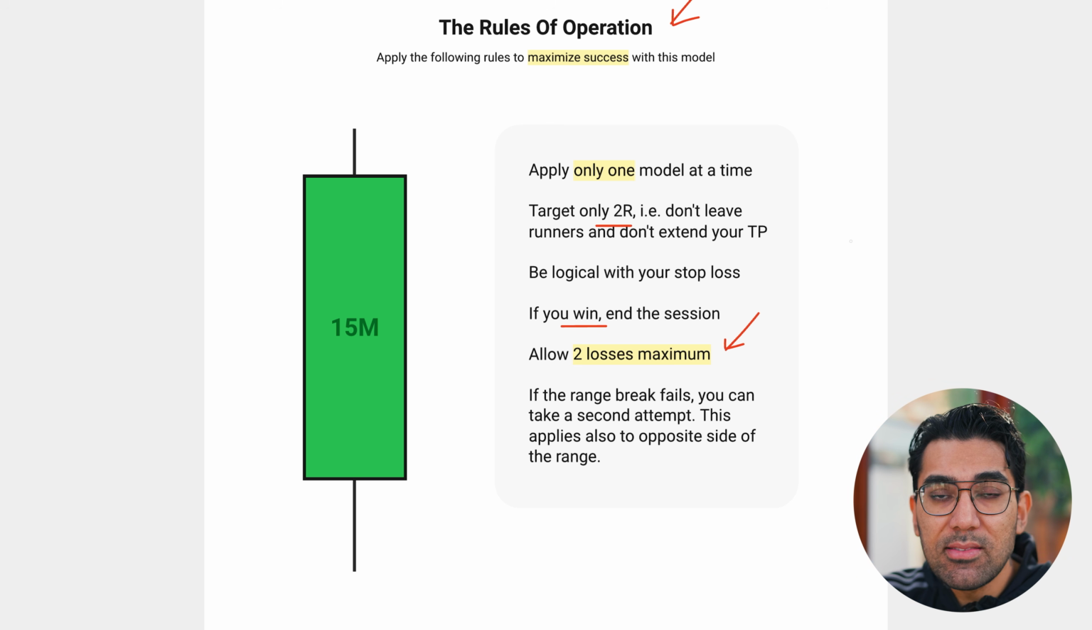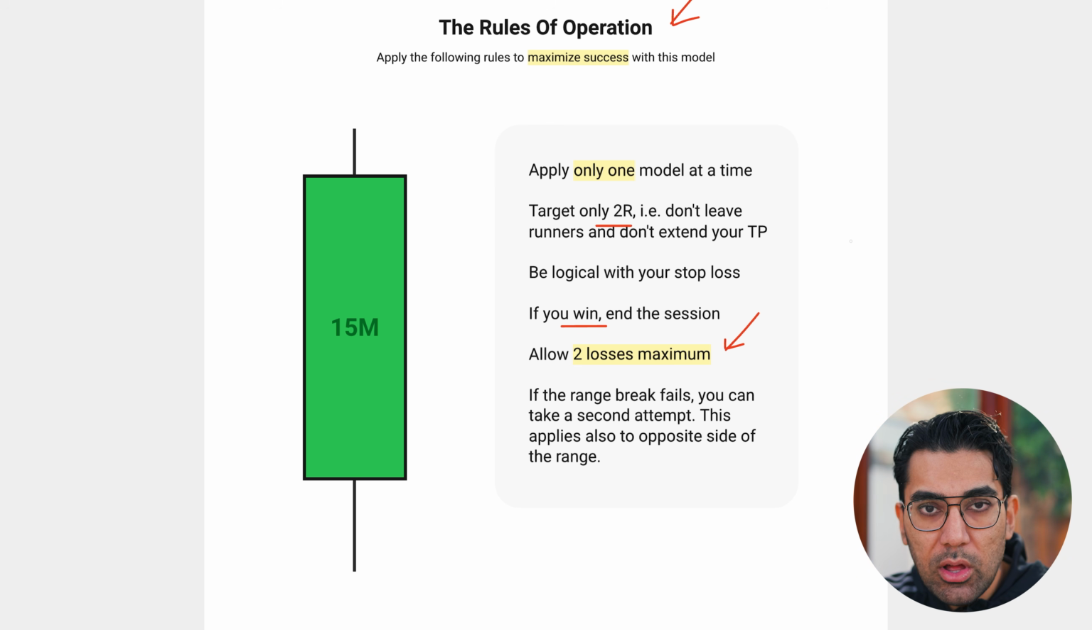Or the bottom, if it retests the bottom, you can do that as well, all right? But allow yourself 2 losses maximum. So let's actually jump to some real examples on the charts.